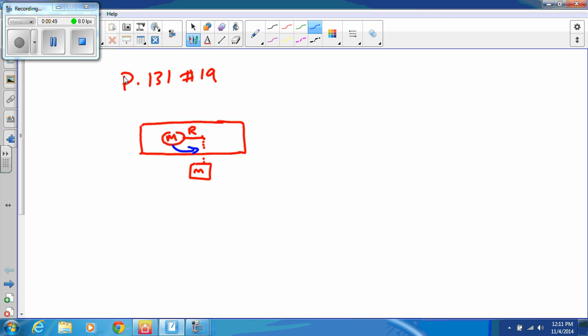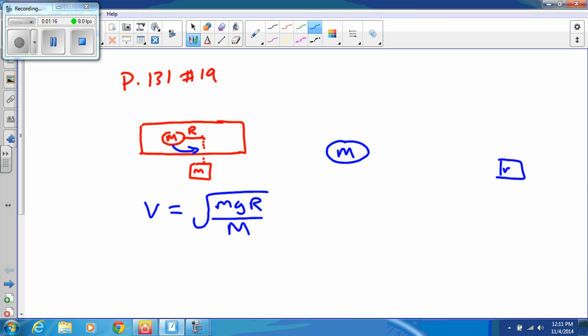And so the question is, show that the speed of the puck must be root mgr over big M. We look at this and we don't really have any idea how to proceed. And so we revert to what we always do, and that is free body diagrams followed by Newton's laws. So we're going to take a look at the hockey puck and also at the little mass m right here.